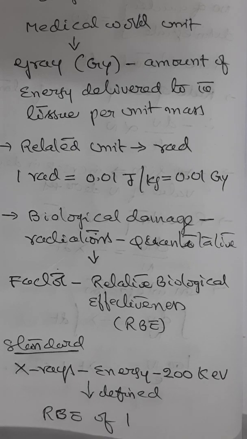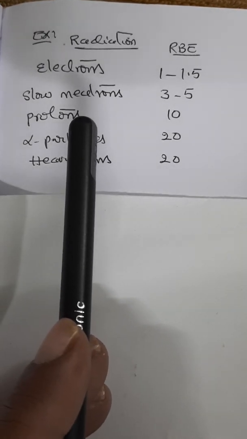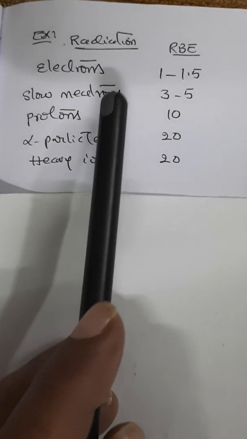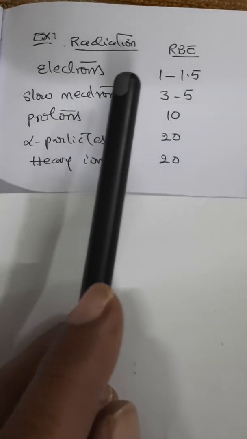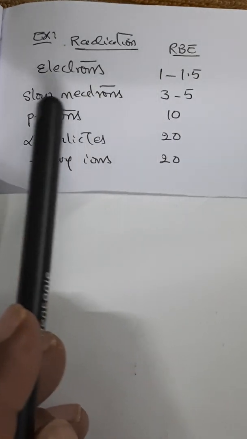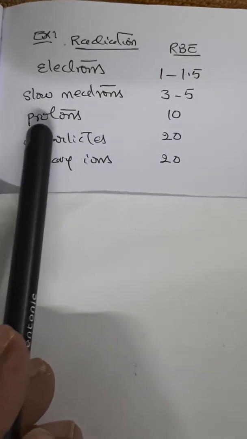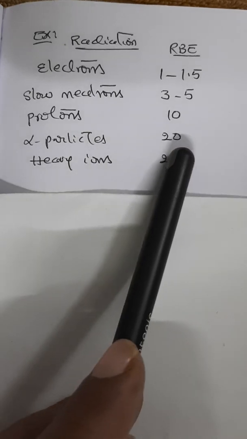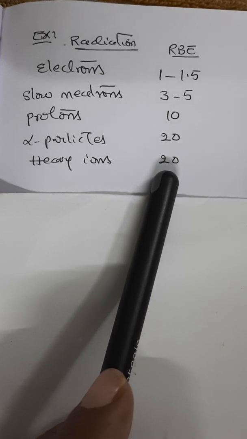There are various RBE values for different types of radiation, like the ones listed here. For example, for electrons, the RBE range is from 1 to 1.5. For slow neutrons, it is between 3 and 5. For protons, it is 10. For alpha particles, which are nothing but helium nuclei, it is 20. For all other heavy ions, it is around 20.